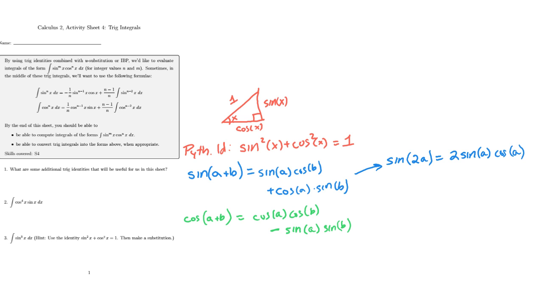While at the same time, if we go to the cosine formula, right, we get this double angle formula, cosine of 2a, and that's just going to equal cos a, so that's cosine squared of a, minus sine a, so minus sine squared of a.